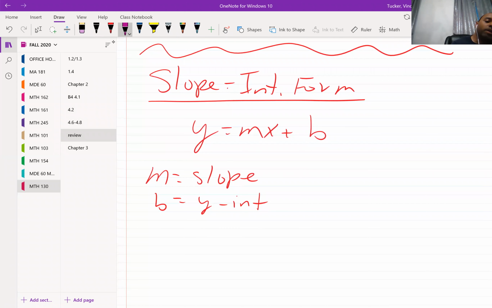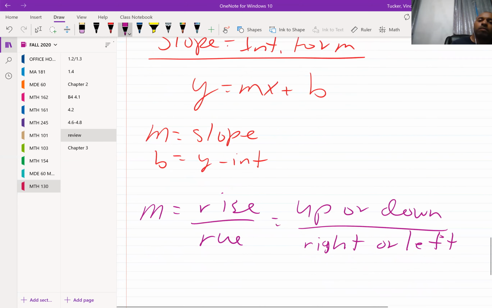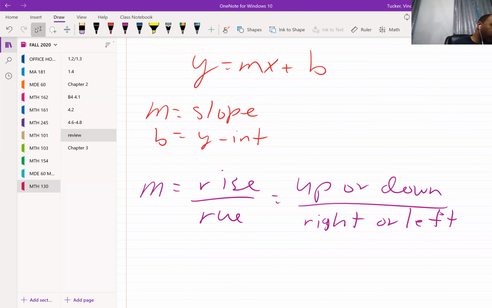So before I do that, we also said that our slope is rise over run. That means my top number will tell me to go up or down, and the bottom number will tell me to go right or left. All the stuff that I'm talking about right now is in those videos that I sent. Just doing, like I said, a little review.